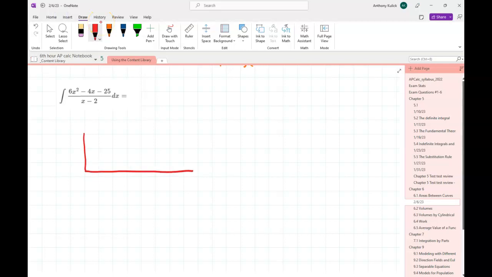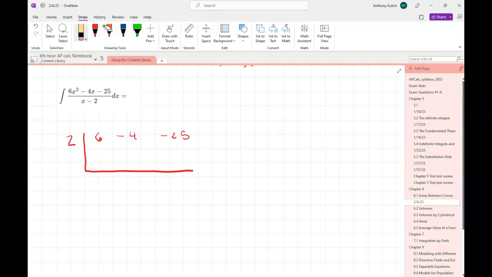All right, so I set up my synthetic division. What goes on the outside? 2. I set the denominator equal to 0 and solve. That gives me a 2 on the outside. Excellent. What goes on the inside? The coefficients from the numerator. Excellent. Yes. Wait, why 2? It's the denominator set equal to 0 and solved.